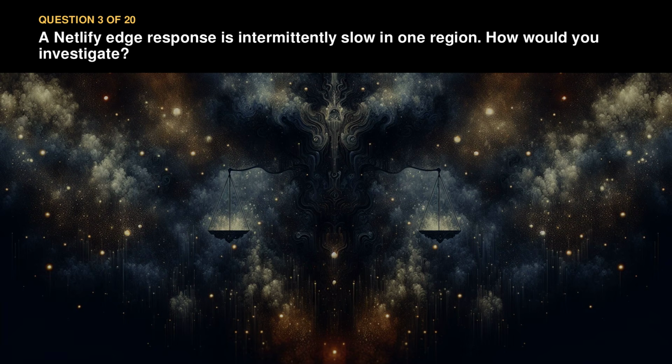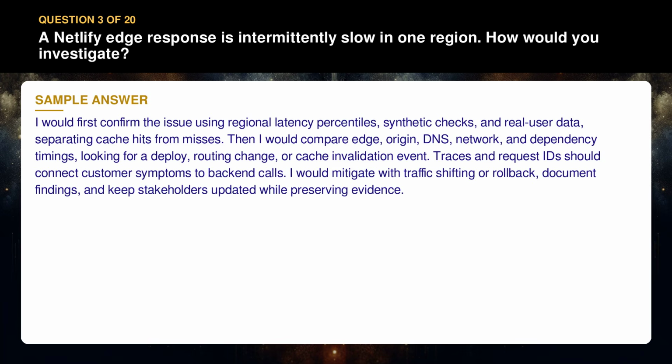Question 3. A Netlify edge response is intermittently slow in one region. How would you investigate? I would first confirm the issue using regional latency percentiles, synthetic checks, and real user data, separating cache hits from misses. Then I would compare edge, origin, DNS, network, and dependency timings, looking for a deploy, routing change, or cache invalidation event. Traces and request IDs should connect customer symptoms to backend calls. I would mitigate with traffic shifting or rollback, document findings, and keep stakeholders updated while preserving evidence.